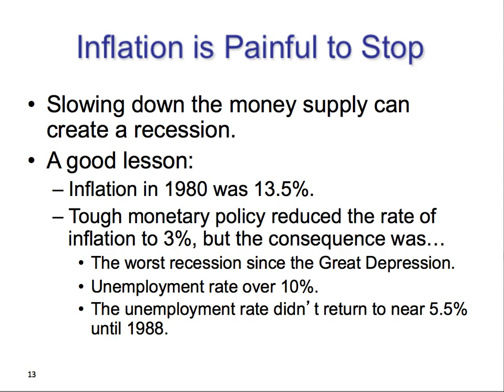Lastly, inflation, once it gets going, is very hard to stop. Why? Because once inflation gets going, people tend to expect it to continue, and the government has to really clamp down on the money supply in order to change people's expectations. This happened in the early 1980s. Inflation rose to 13.5%, and really strong restrictive monetary policy reduced the rate of inflation to 3%, but in the process resulted in a very severe recession and very high unemployment. We'll be studying the effects of that monetary policy a little bit later in the course.